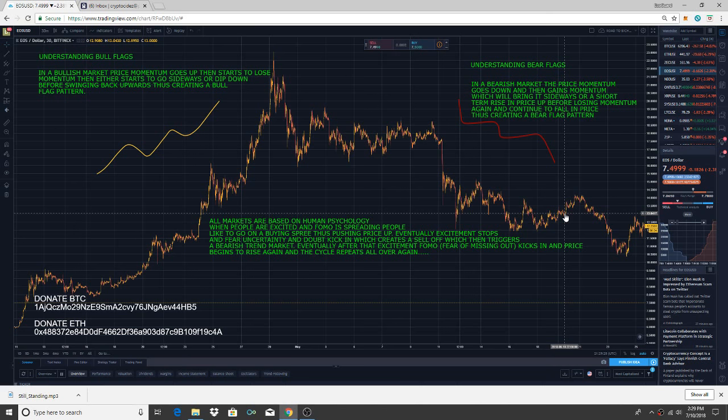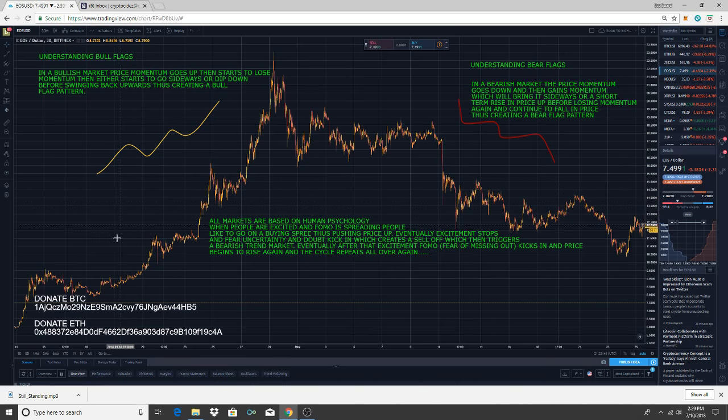I am going to teach you how to understand what a bull flag and a bear flag are, and also give you a little hint on the psychology of the cryptocurrency market. So basically, flags are real simple to understand. First, we'll start off with the bull flag.